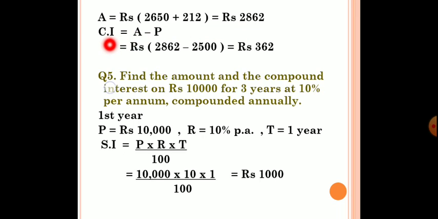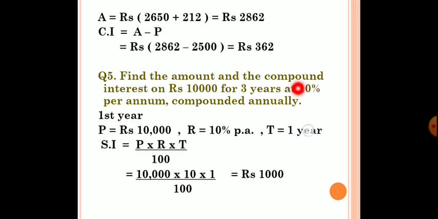Now how to find the compound interest? That is amount minus principal. So rupees 2862 minus the initial principal, that is 2500, is equal to rupees 362. So now moving on to question number 5.